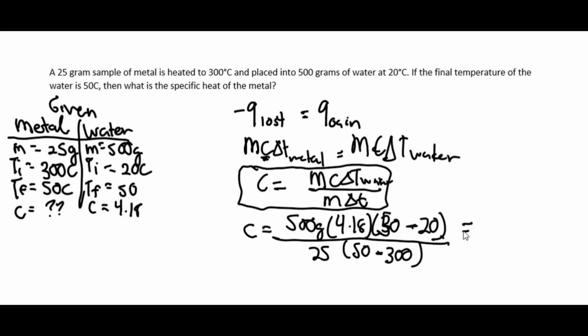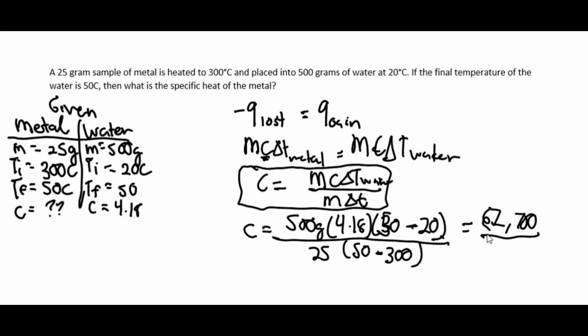So let's solve this. So 500 times 4.18, that's times parenthesis 50 minus 20. So we got 62,700.